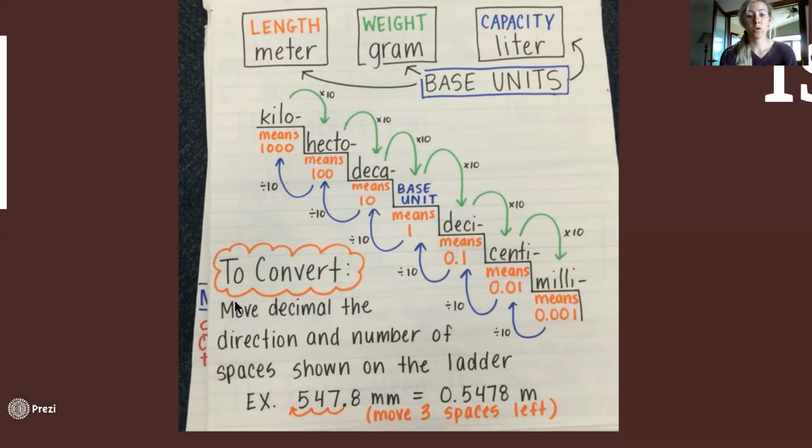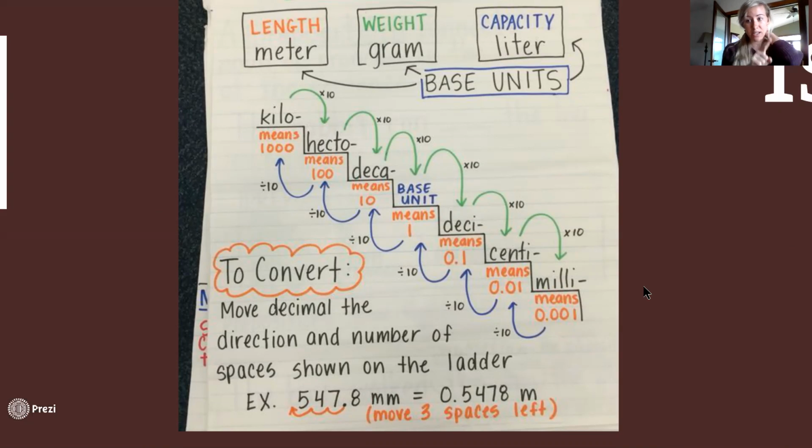Now there are 1, 2, 3, 4, 5, 6, 7 sections to this ladder that we're going to be doing today. So go ahead and just draw that. Don't fill it in. Don't do anything with it. I'm just going to explain it first.